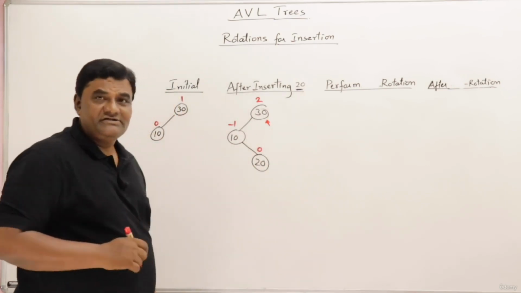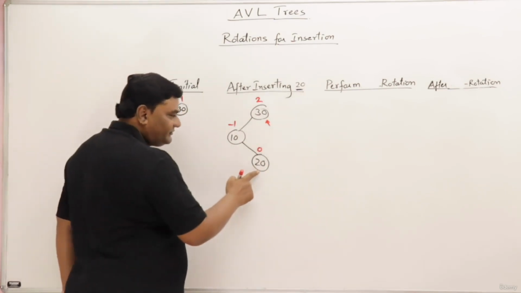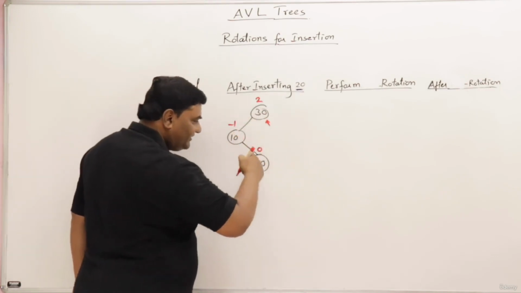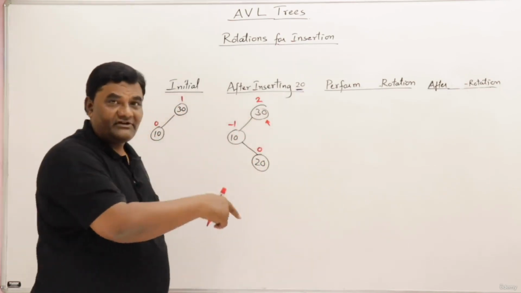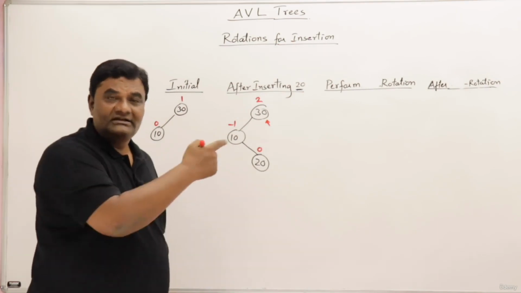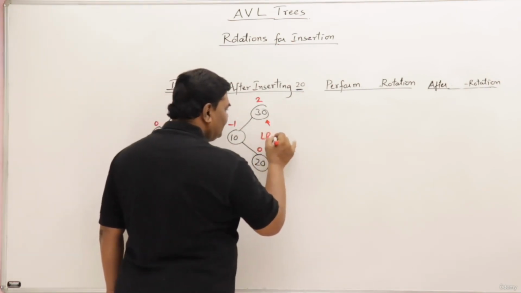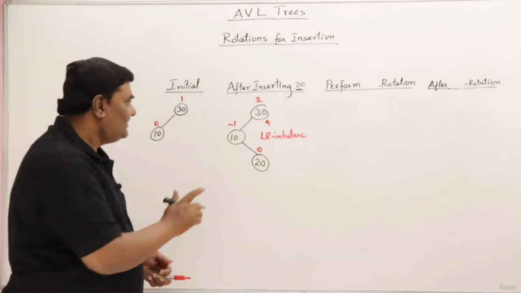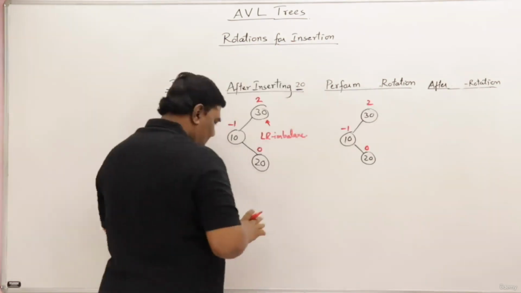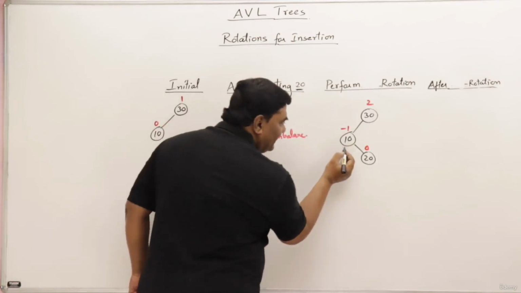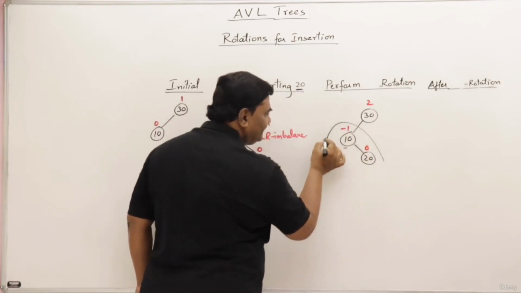Which direction was the insertion done? Just now we inserted 20. On which side? Left, right. So left, right. First left child, then right child. LR imbalance. So let us call this LR imbalance. And how should the rotation be performed? I will redraw a tree here. So first we'll perform rotation around this node like this.